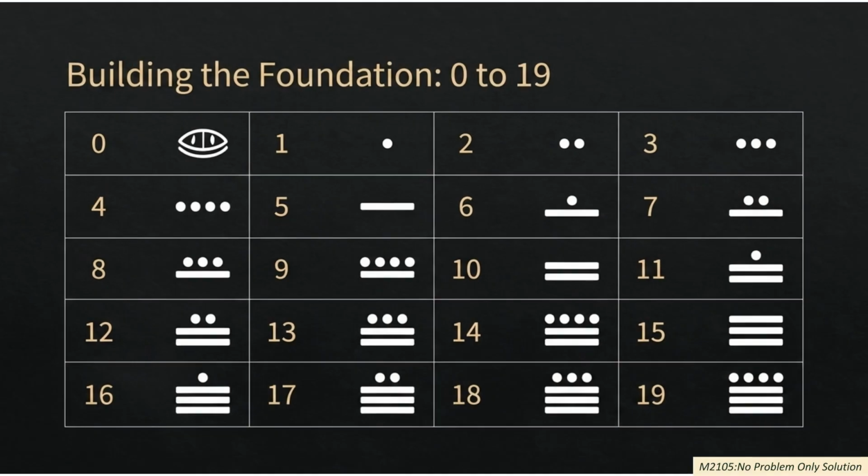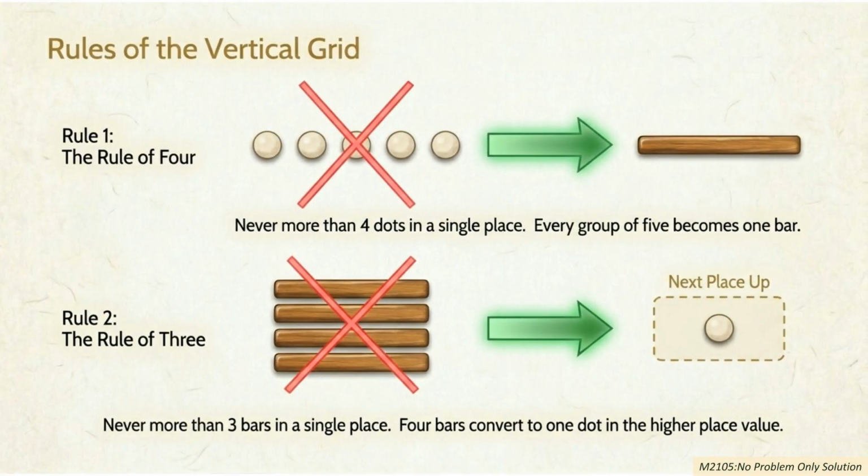Here is the foundation of their system, showing how numbers from 0 to 19 are constructed using dots and bars. The system follows two simple rules: no more than 4 dots in a single place, with 5 becoming a bar, and no more than 3 bars, with 4 bars converting to the next place value.